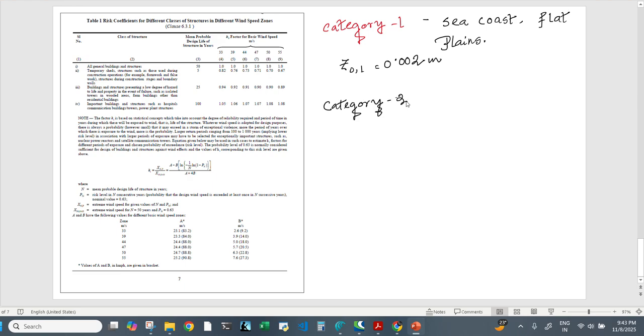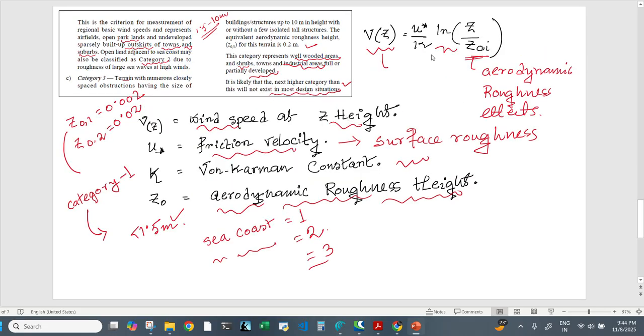Category 2 is z02, shrub areas, 0.02 meter, and for category 3 it is 0.2 meter. So evaluating this equation is very much required, as you can see, and the factors we will also know in the later chapter.